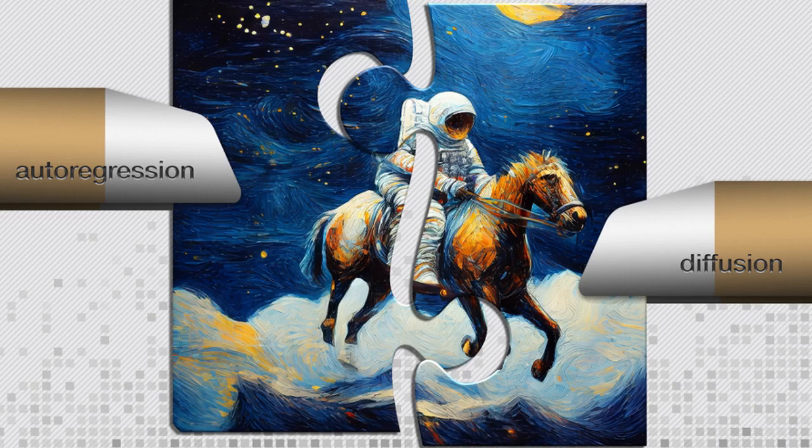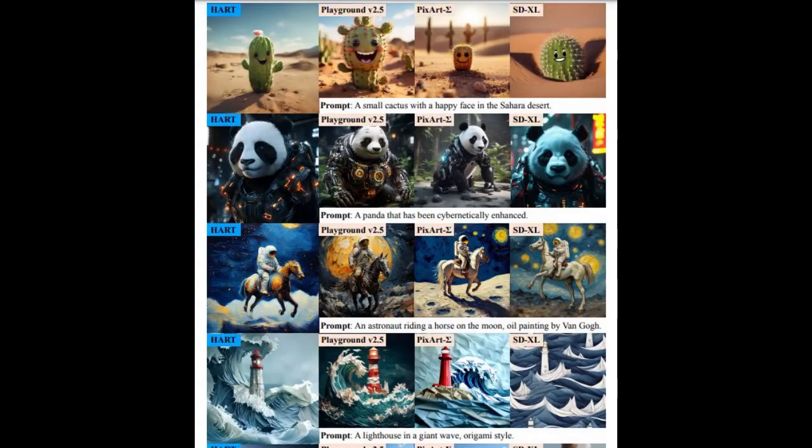During the development of HART, the researchers encountered challenges in effectively integrating the diffusion model to enhance the autoregressive model. They found that incorporating the diffusion model in the early stages of the autoregressive process resulted in an accumulation of errors. Instead, their final design of applying the diffusion model to predict only residual tokens as the final step significantly improves generation quality.